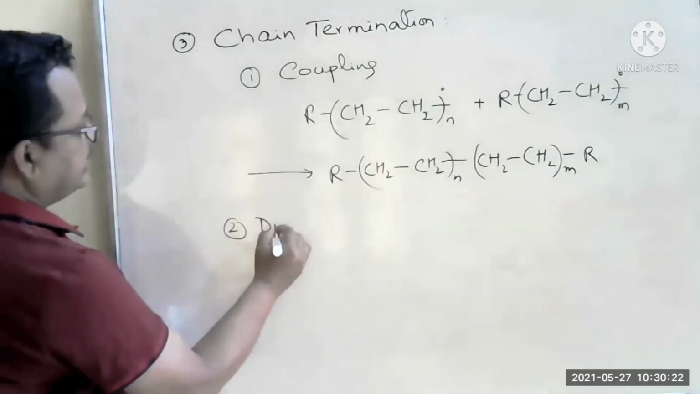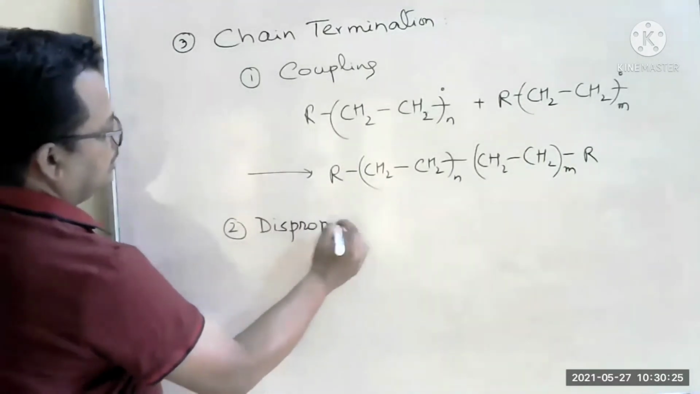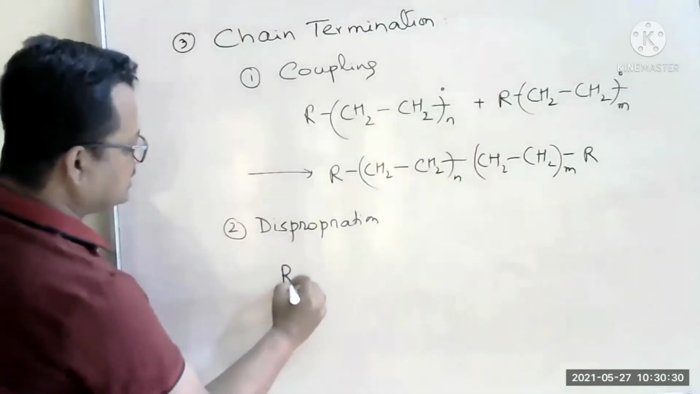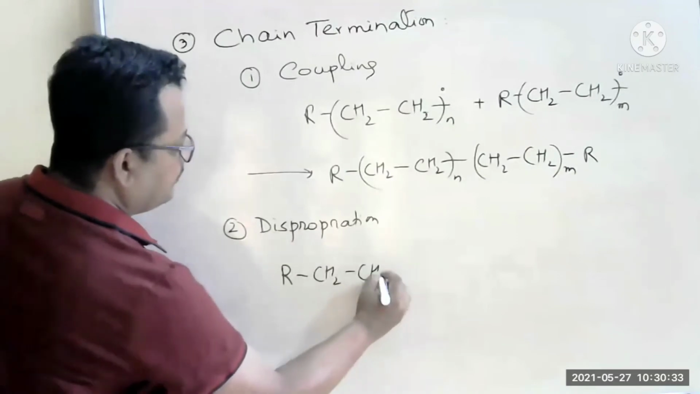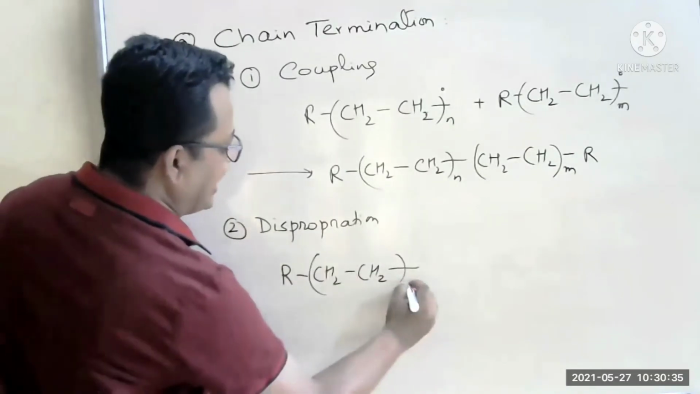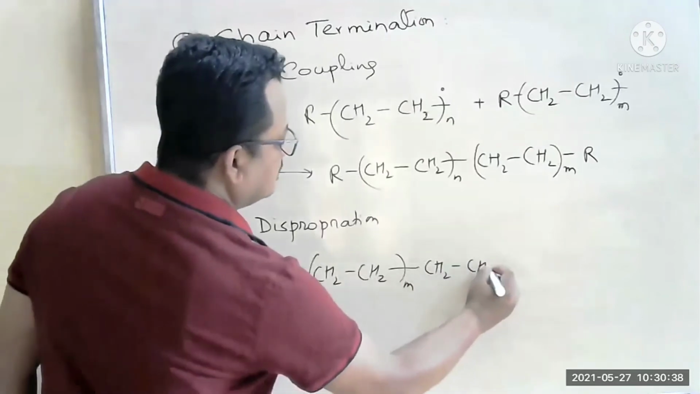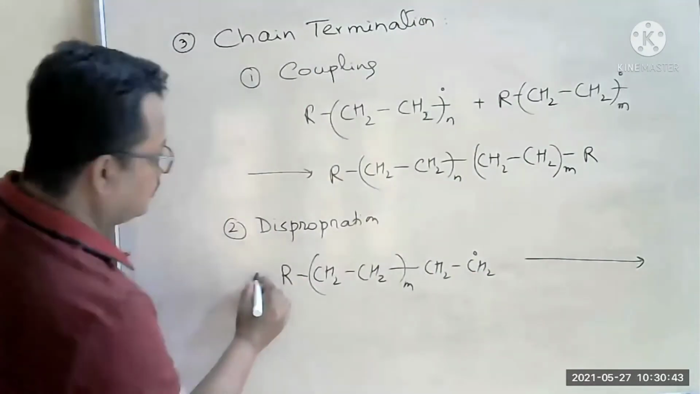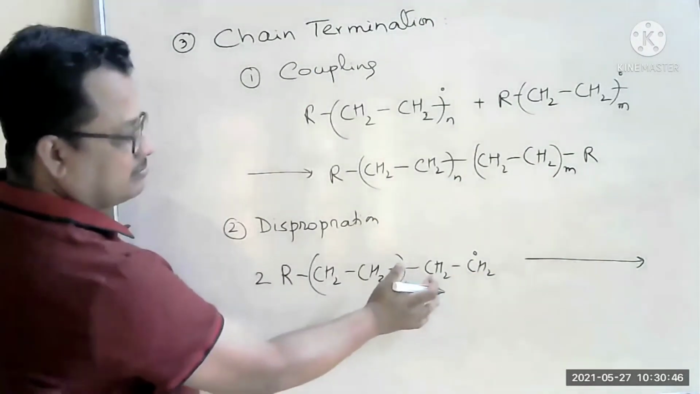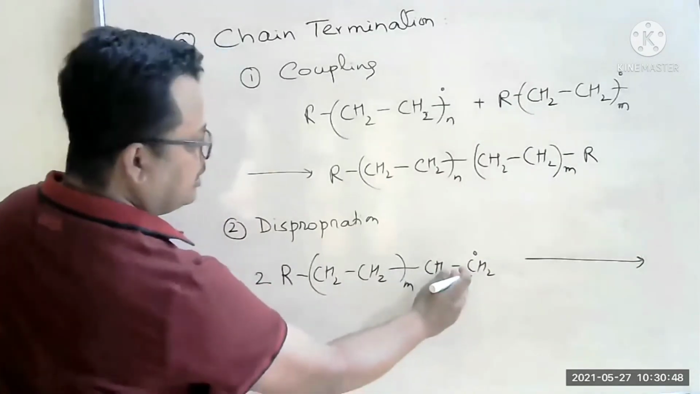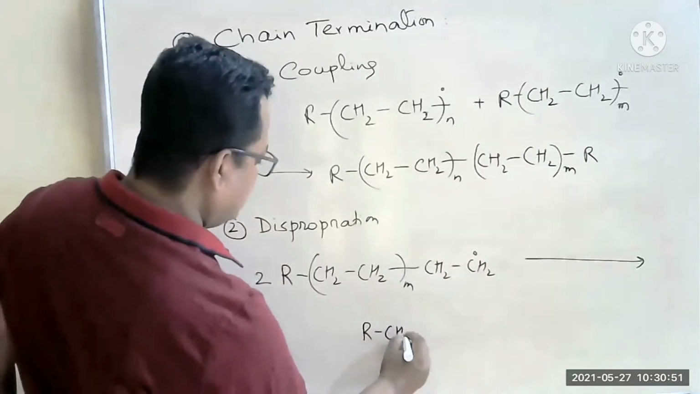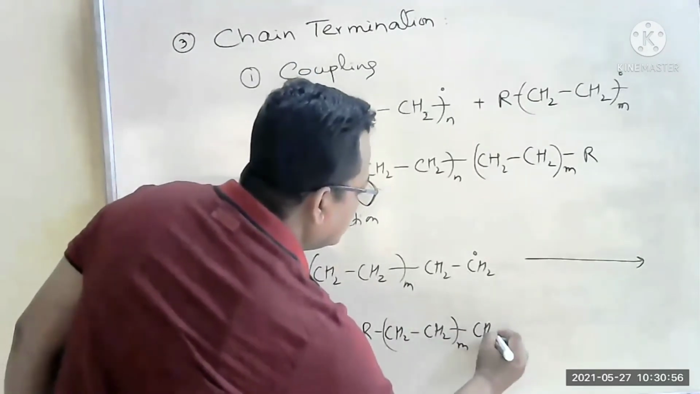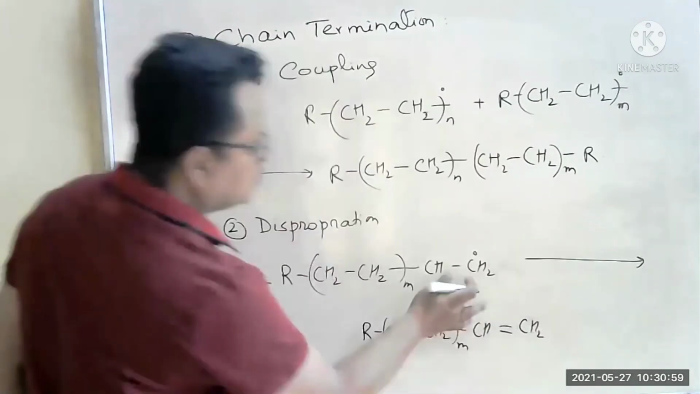Then free radical termination can take place through disproportionation. And in disproportionation, what happens? R CH2, let us say n, then CH2. This is one free radical. So in one case there will be a removal of hydrogen. You will get R CH2 ... CH. So one hydrogen is removed.